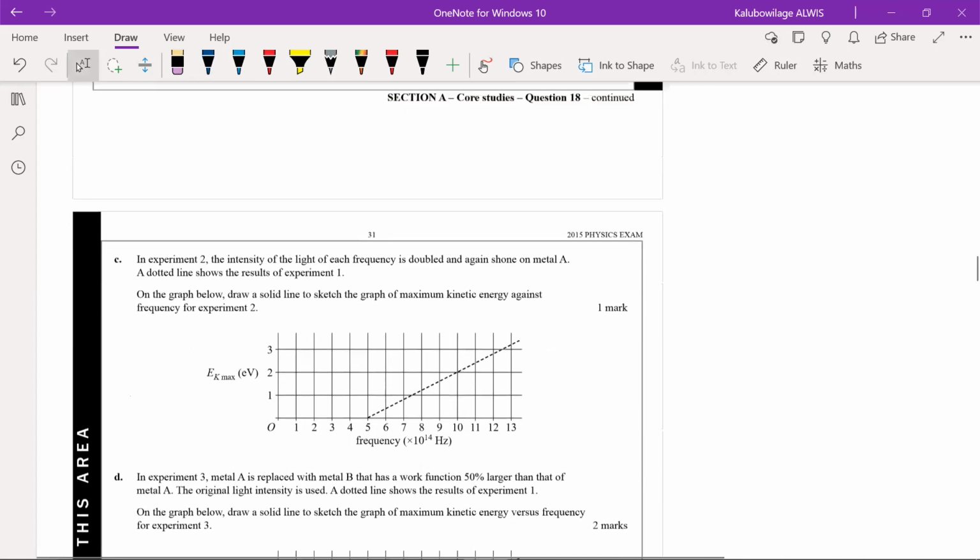So solid lines gets maximum kinetic energy if the frequency is doubled.